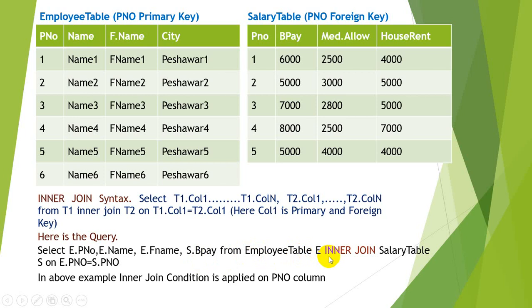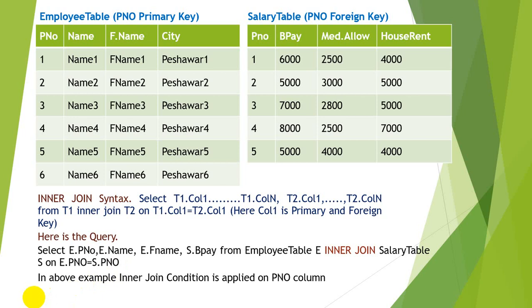We have used inner join to combine these two tables. On which condition? E dot personal number is equal to S dot personal number. In the above example, the inner join condition is applied on personal number. So this is the basic syntax of the inner join that we want in our example.